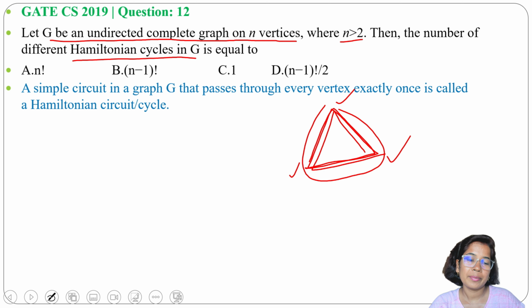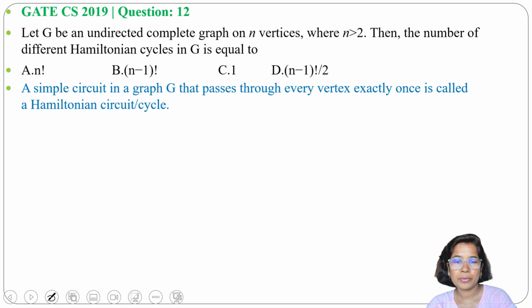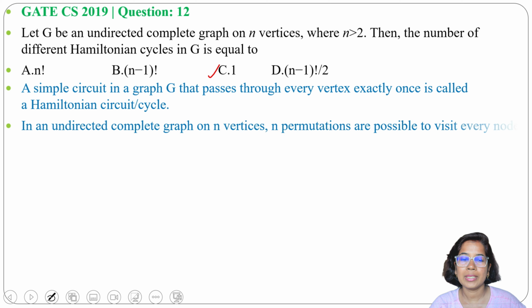So there are different Hamilton cycles possible, but as the graph is unlabeled, every Hamilton cycle is considered as one. So if the graph is unlabeled, every vertex is identical, and as every vertex is identical, the number of Hamilton cycles possible equals 1 in case of an unlabeled complete graph. So from the options, one option is true, that is C, when the graph is unlabeled.